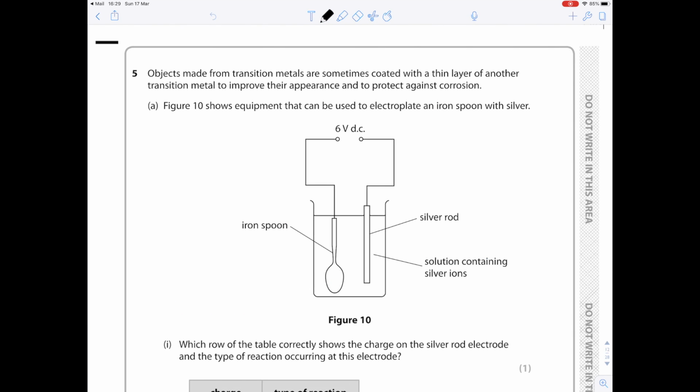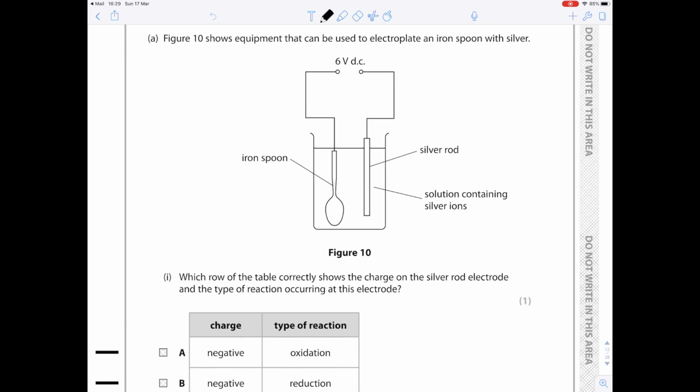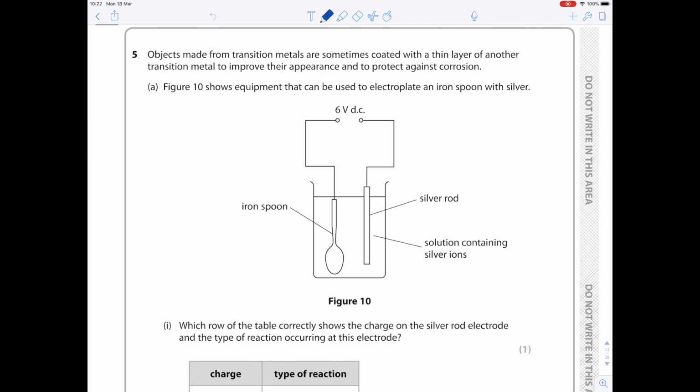5. Objects made from transition metals are sometimes coated with a thin layer of another transition metal to improve their appearance and to protect against corrosion. Figure 10 shows equipment that can be used to electroplate an iron spoon with silver. Which row of the table correctly shows the charge on the silver rod electrode and the type of reaction occurring at this electrode? So remember, the thing you need to remember with electroplating is that first of all, the thing being electroplated, so the thing being covered with the favourable, useful metal, is always the cathode.